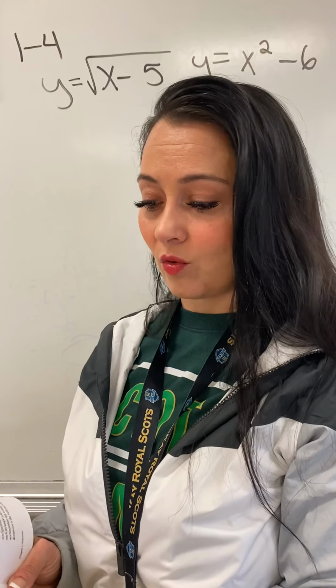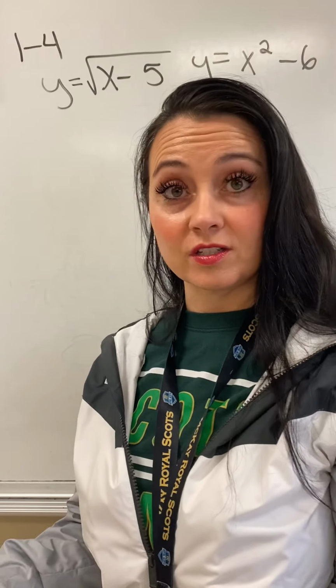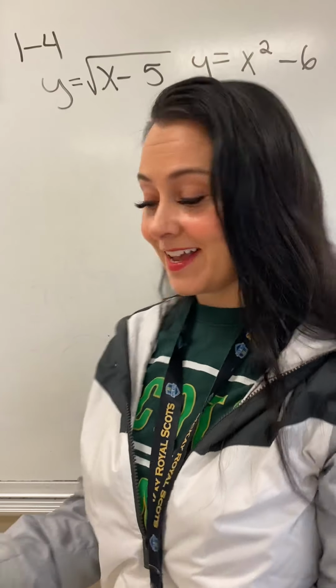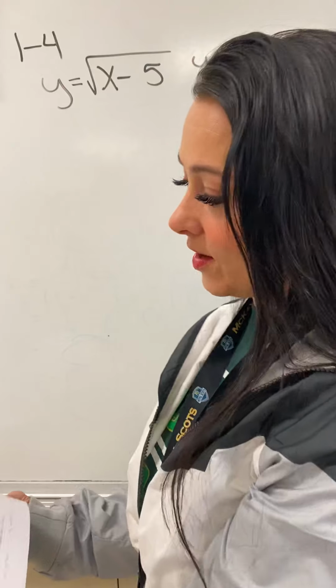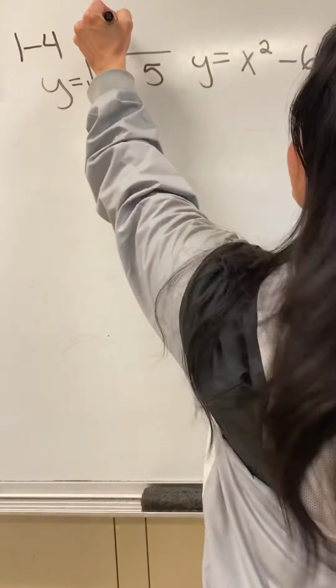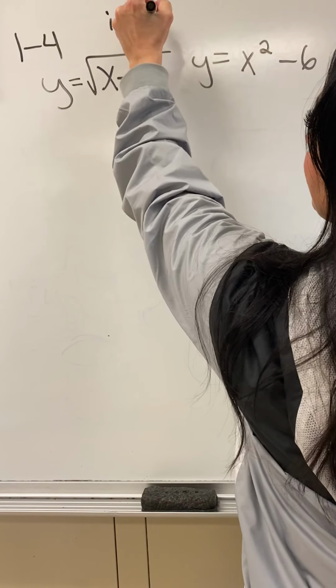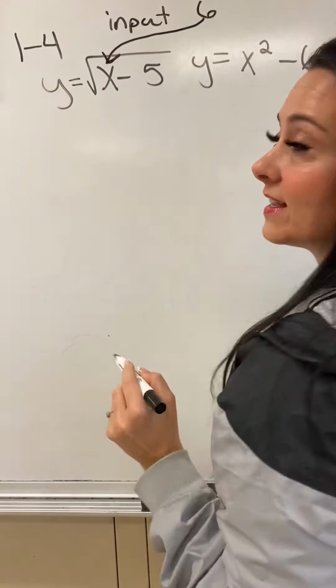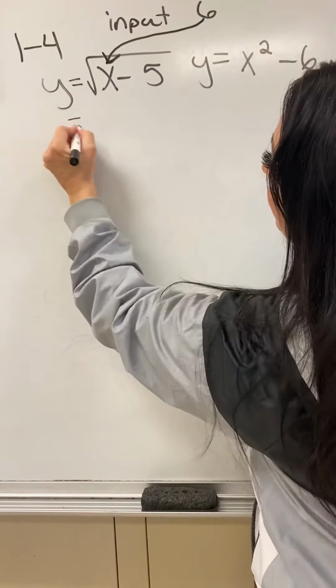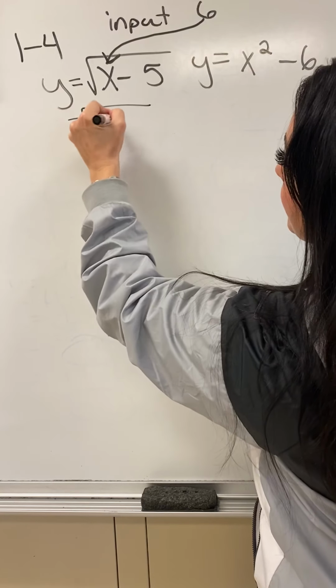So if you don't know the order, sometimes it's best to just get started and see what happens. So I'm going to go ahead and just do them in the order that they were given and see what happens. Okay, so our input is 6. I'm going to write that here. And so what that means is you just plug that 6 in for your x. So then that looks like this.